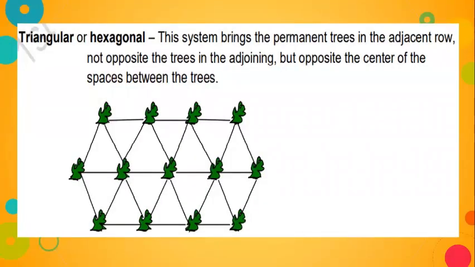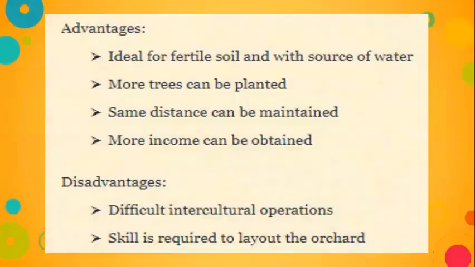This system brings the permanent trees in the adjacent row not opposite the trees in the adjoining row, but opposite the center of the spaces between the trees. And the advantages: ideal for fertile soil and with a source of water. More trees can be planted. The same distance can be maintained. More income, of course, can be obtained.